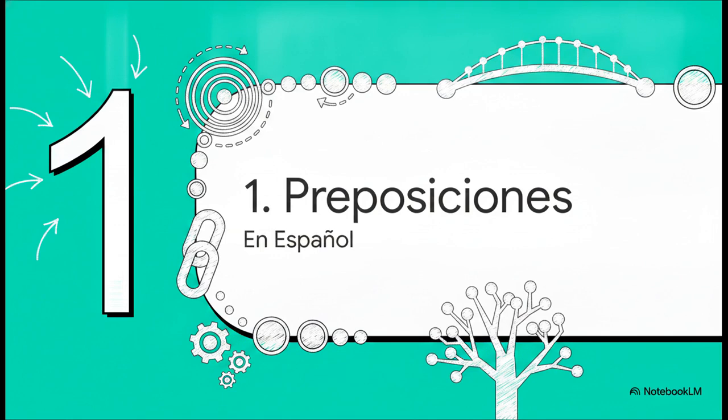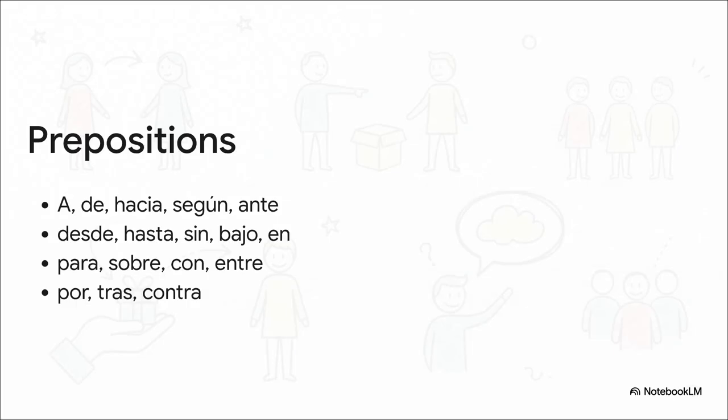All right, let's kick things off with Section 1. Preposiciones en español. Okay, so these are your Spanish prepositions. We've got words like a, de, hacia, según, ante, desde, hasta, sin, bajo, en, para, sobre, con, entre, por, tras, and contra. Now, these are just those little everyday connector words we use constantly to express things like direction, location, time, or possession. Think of English words like to, from, with, or without. So why does this actually matter for our lesson? Well, because placing any of these specific connector words directly in front of certain pronouns is exactly what triggers the language mechanics we're exploring today. Think of them as the catalysts.